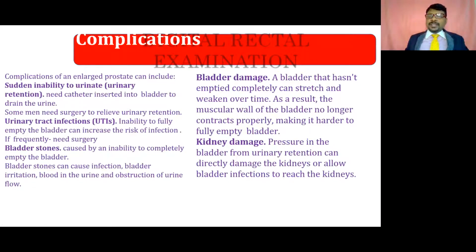So, what are the complications in case of prostate enlargement? Most commonly, it is a sudden inability to urinate. As we just discussed, there is compression of the ureter, so the person is unable to pass urine. At that time, they need a catheter inserted into the bladder. Then only can they easily drain the urine. Otherwise, there may be a chance of retention and also a urinary tract infection.